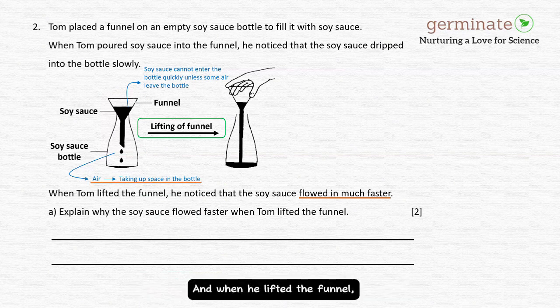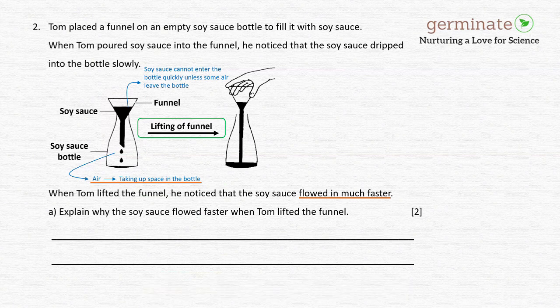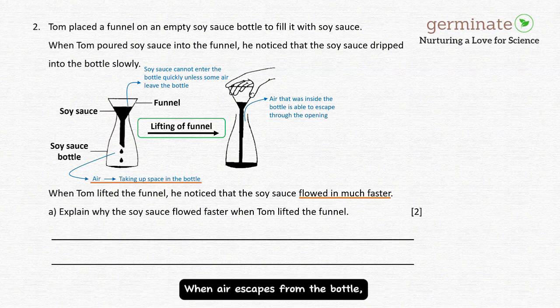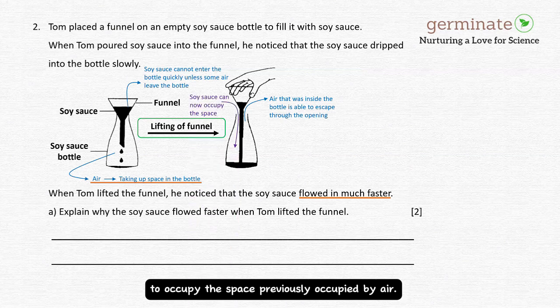And when he lifted the funnel, what can escape from the soy sauce bottle now? Air is able to escape the bottle through the opening. When air escapes from the bottle, soy sauce is able to flow in faster to occupy the space previously occupied by air.